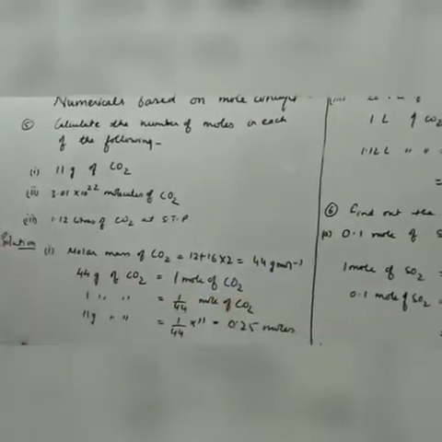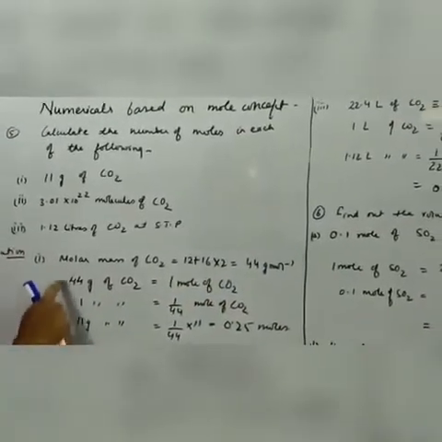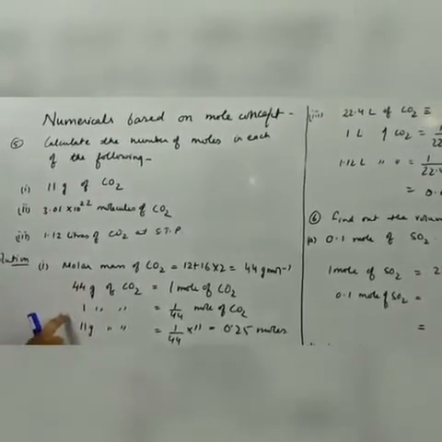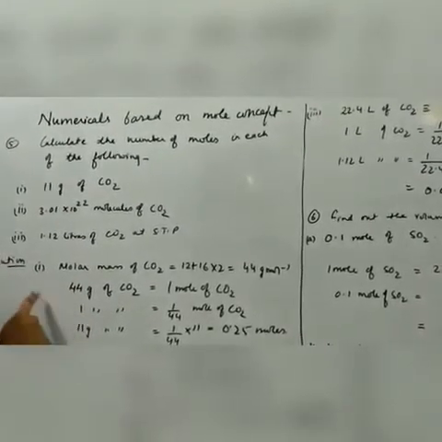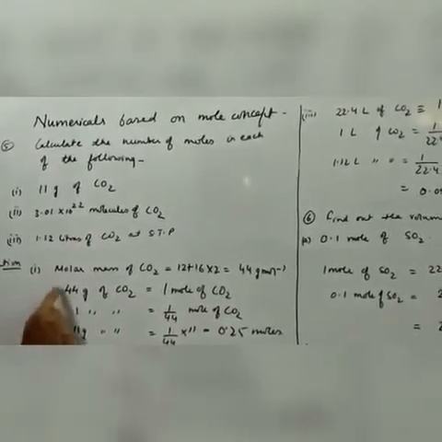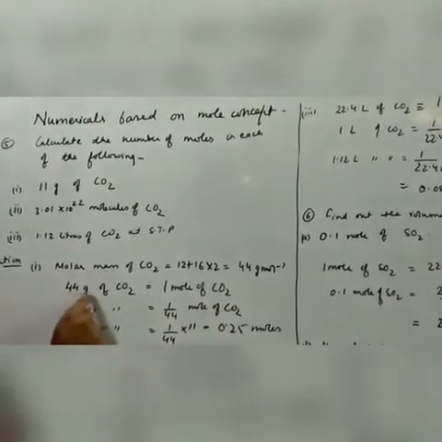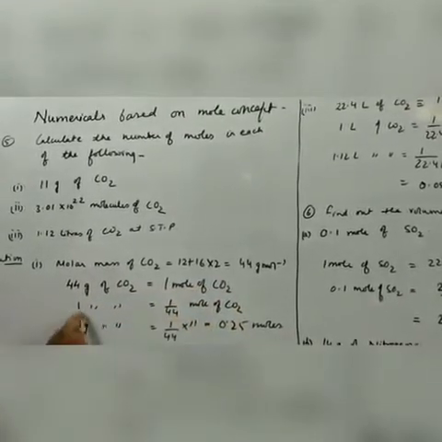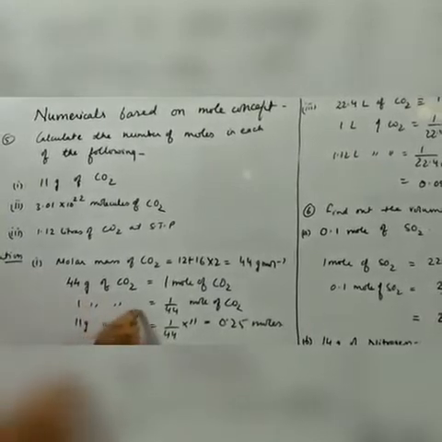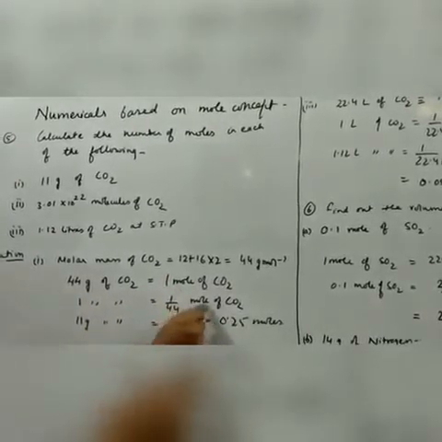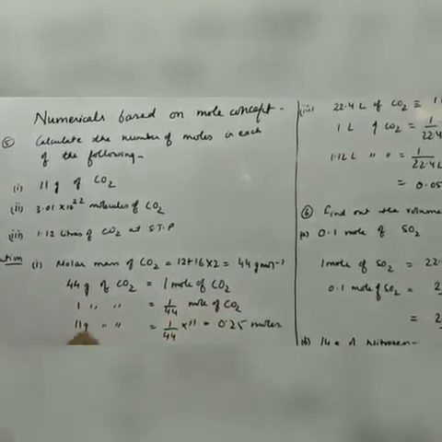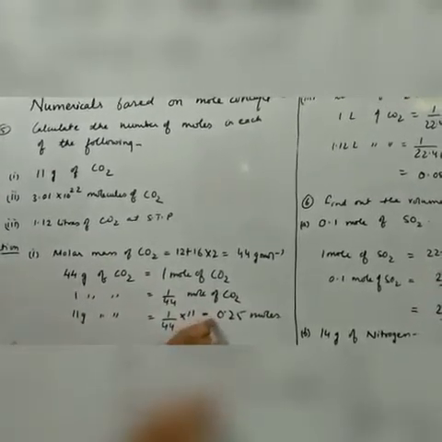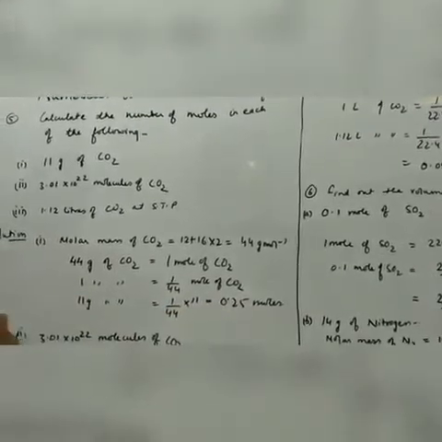Now, to find the number of moles in the given mass, you can either use the formula given mass upon the molar mass, or you can do it this way: 44 grams of CO2 contains 1 mole of carbon dioxide, so 1 gram will have 1 upon 44 mole of CO2, and 11 grams will contain 11 upon 44, which is equal to 0.25 moles.